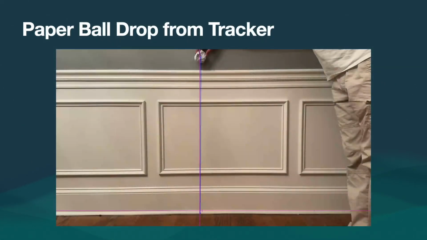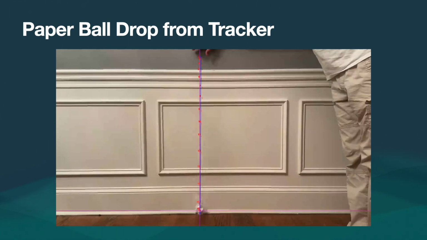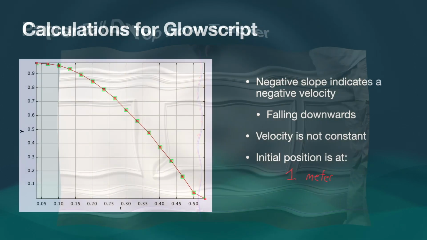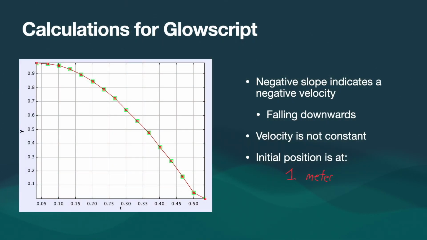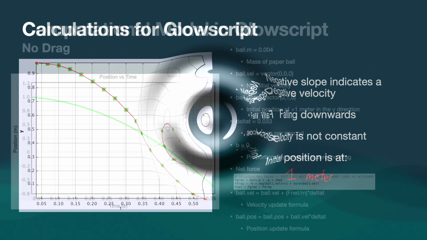Here is the video from Tracker. As you can see, the ball falls downward. So the calculations for GlowScript. The negative slope indicates a negative velocity, which means the ball is actually falling downwards, which is what we observed. The velocity is not constant, and our initial position is at 1 meter.